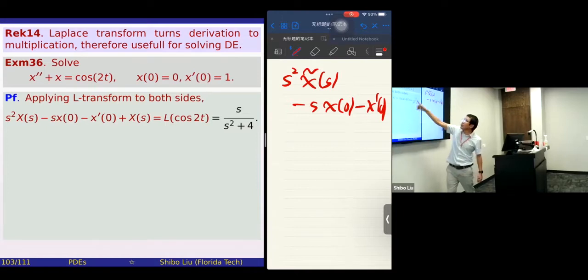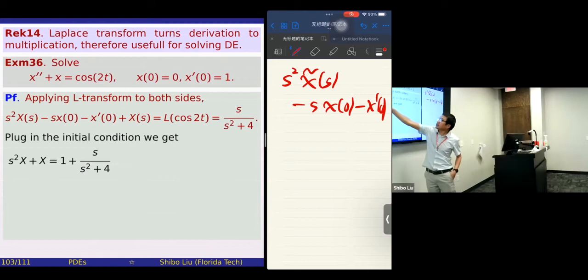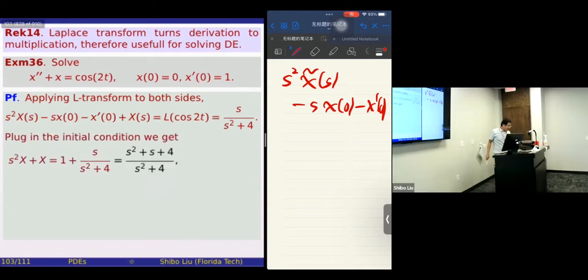Okay. So now we use the initial conditions. Using the initial conditions, we see that x(0) is 0, therefore this term disappears. x prime(0) is 1. So the left-hand side becomes s squared X plus X, then minus 1. Minus 1, I move to the right-hand side, so it becomes 1 plus this fraction. Then I simplify this and we obtain this. Then we can solve for capital X.